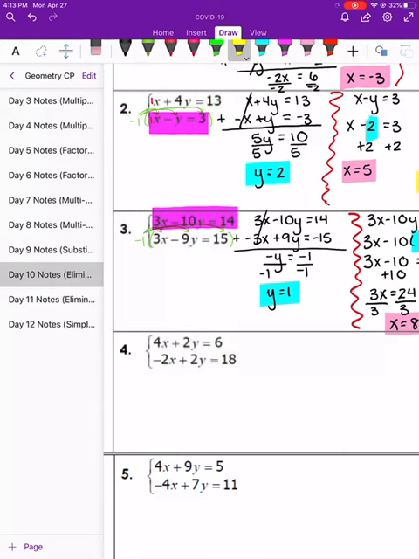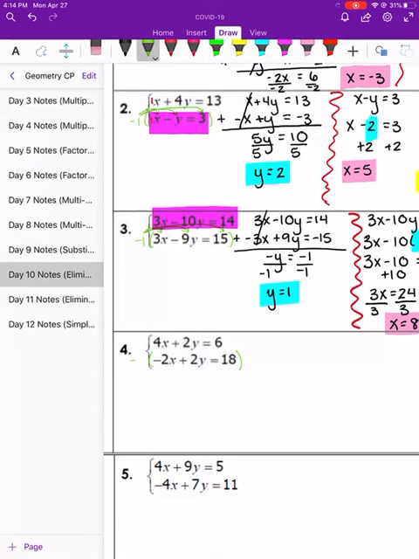Okay. So for 4, I have 4x plus 2y equals 6 and negative 2x plus 2y equal 18. So my x's are over x's, y's are over y's, number over number. So we're good there. Now I need to choose which variable to eliminate. I can eliminate x's and I can also eliminate y's, okay? Whichever one's easier. I think it's going to be easier to eliminate the y's. So that's the one I'm going to choose to eliminate because I have a 2 and a 2.